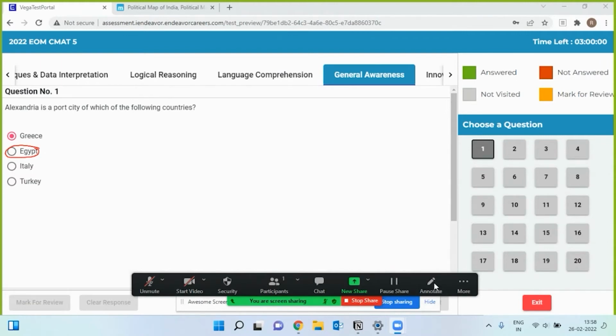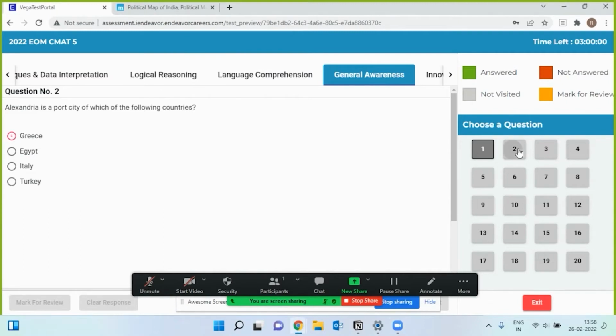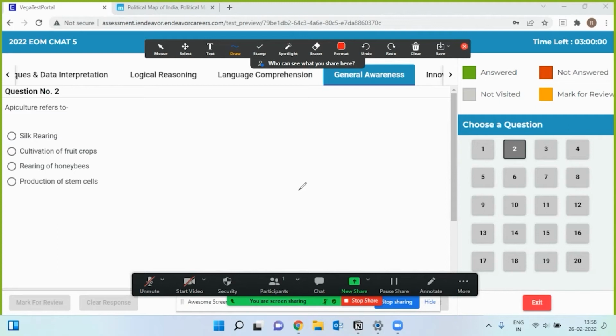Next question is about apiculture is the science related to which area? Now this I think was an easy question because apiculture is the science of rearing honey bees. ठीक है, मधुमक्खी पालन. is called apiculture. So this is the practice of cultivating honeybees for commercial purposes.